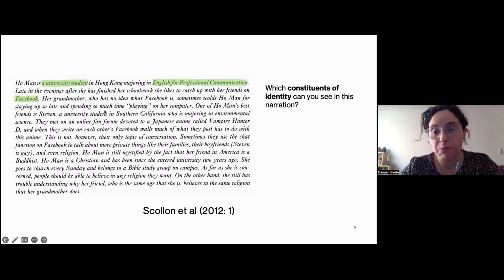Now, Facebook, why am I highlighting Facebook here? Why do you think I'm doing that?